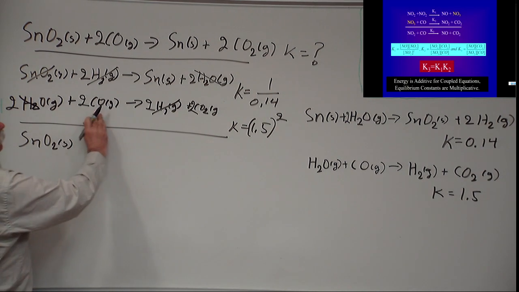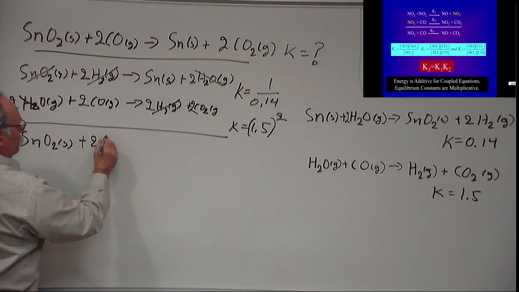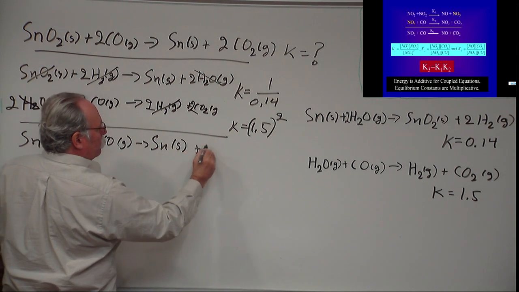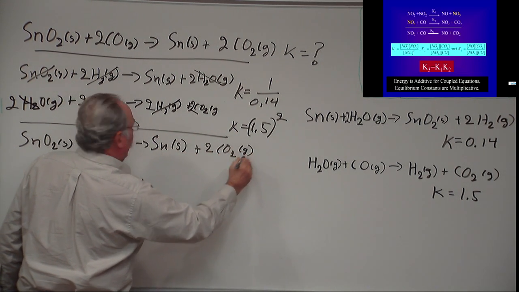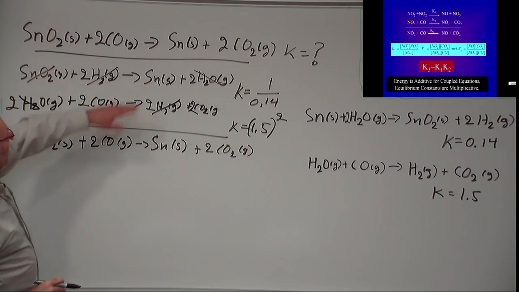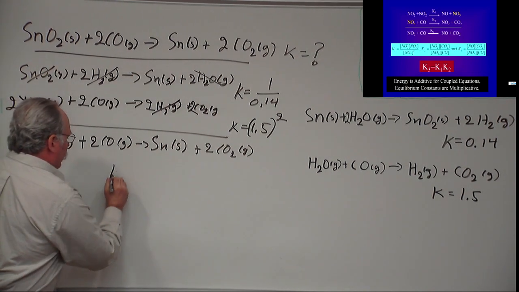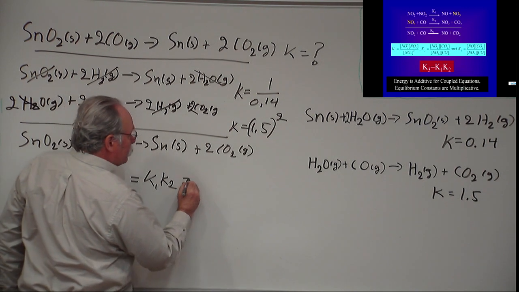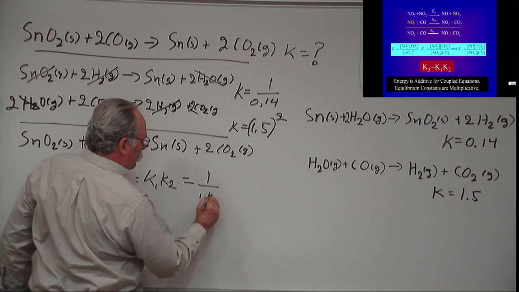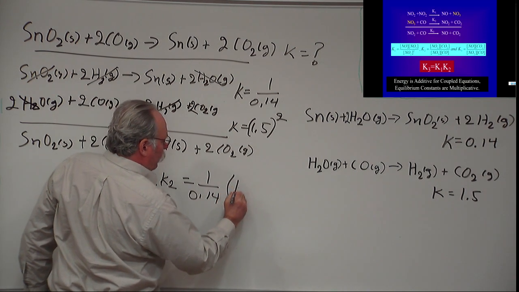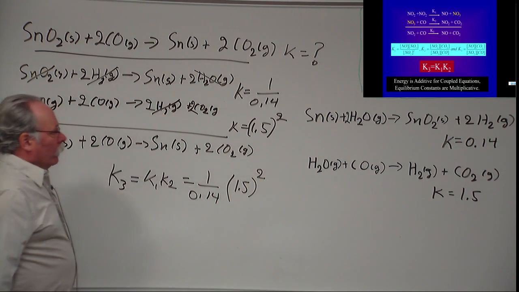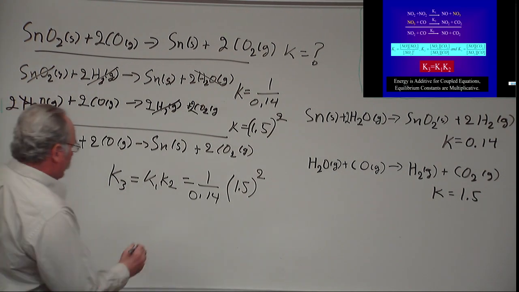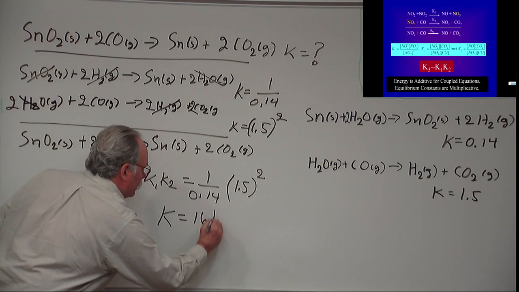Now I have 2CO on this side, none on this side, so I have plus 2CO as a gas. And now what is left? I have Sn as a solid plus 2CO2 as a gas. And I double check that my equations are the same. They are. Therefore, K3 is equal to K1 times K2, which is equal to 1 over 0.14 times 1.5 squared. Okay, this was really this equation twice. And I now get out my calculator, and I have K is equal to 16.